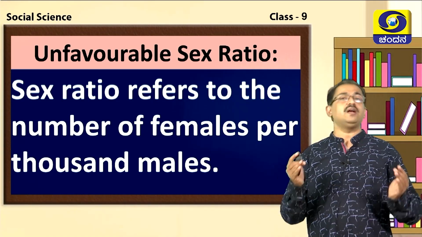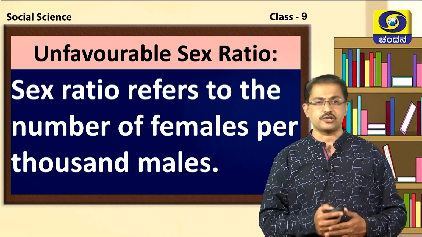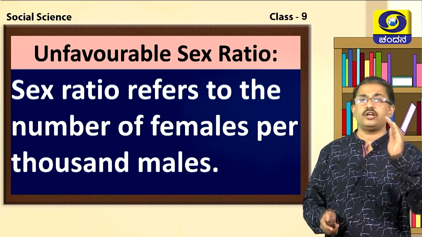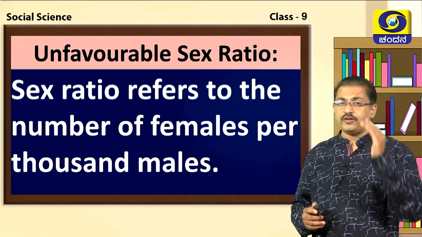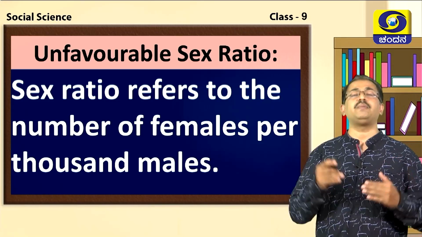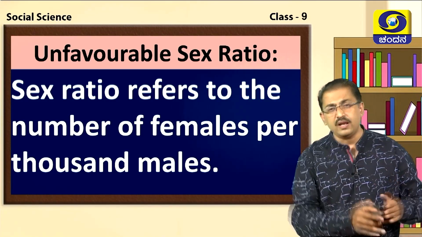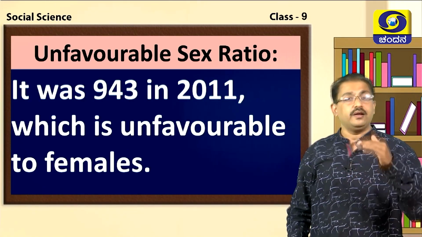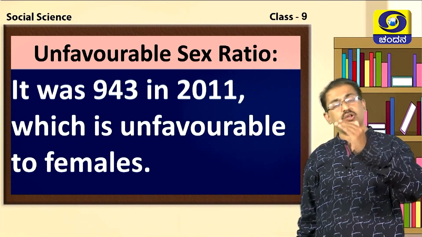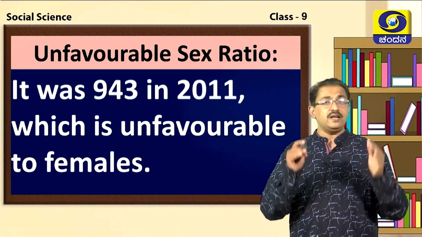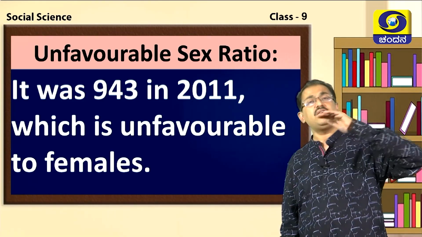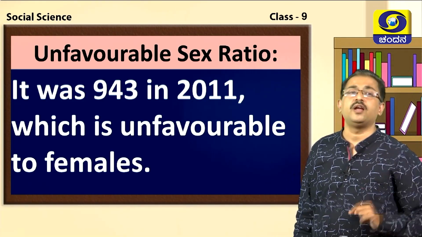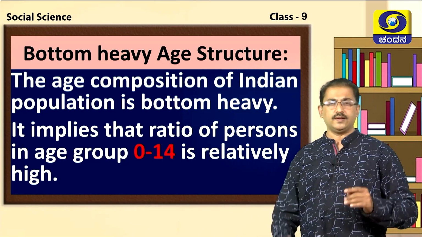Now let us see the other feature of India's population, unfavorable sex ratio. Sex ratio refers to the number of females per 1000 males. For every 1000 males, how many females are there? If we see the statistics of the 2011 census, India had 943 females for every 1000 males. This is also an unfavorable sex ratio.